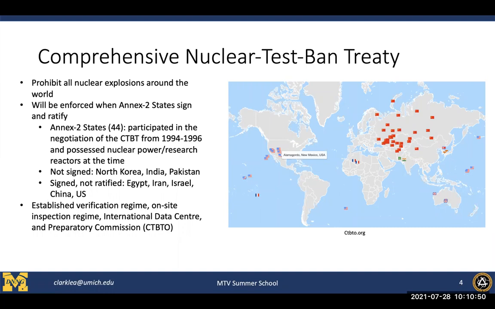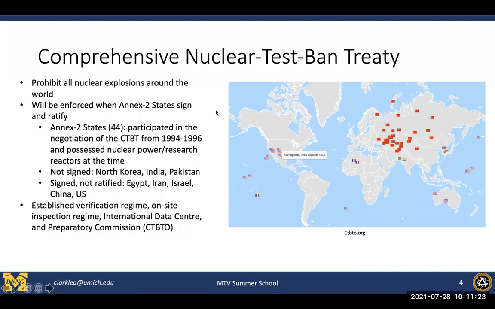Since it's been opened for signatures, 10 tests have been conducted, the most recent ones being done by North Korea. And also in February of this year, Cuba signed and ratified the CTBT, and Comoros also ratified it, making it the 170th state to do so. But for this treaty to go into force, it needs all of these Annex II states to sign and ratify it.